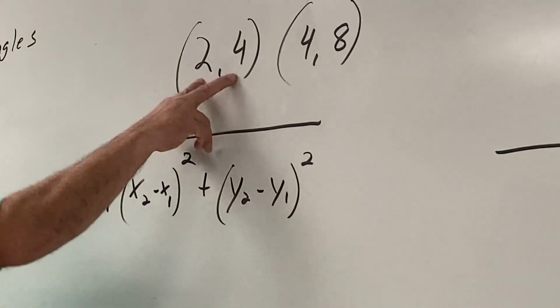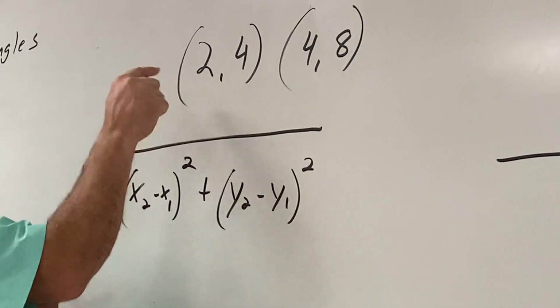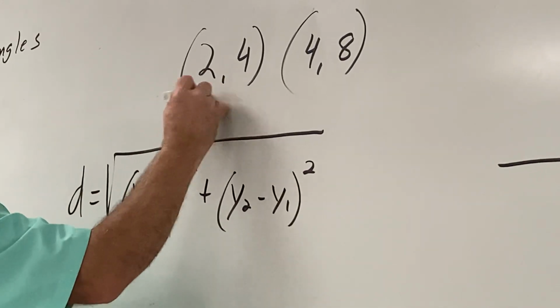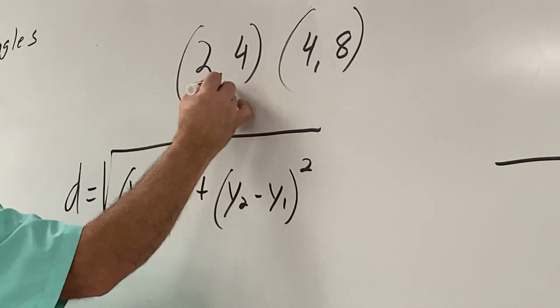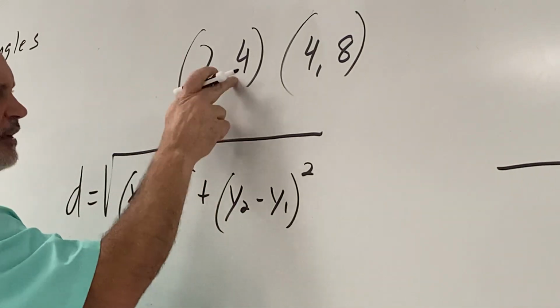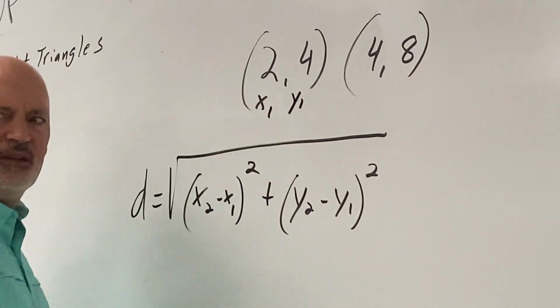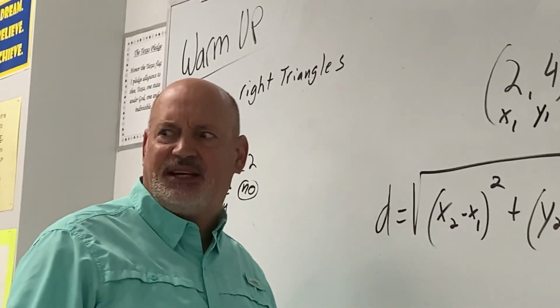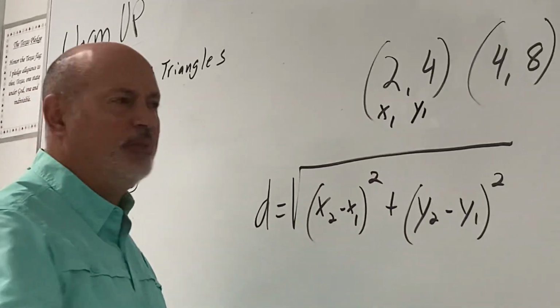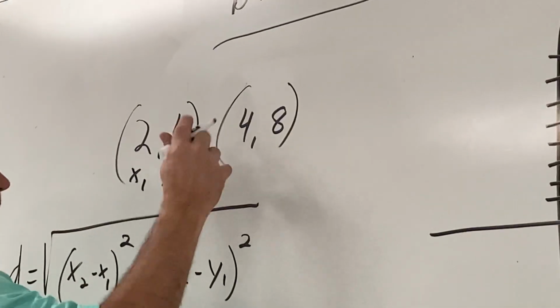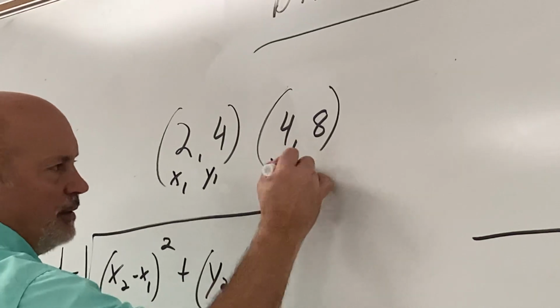All right, isn't this my first point they give me? So this is what? X1 and? That is not an X. That's Y1. What is this one? X2. What's this? Y2. Good.